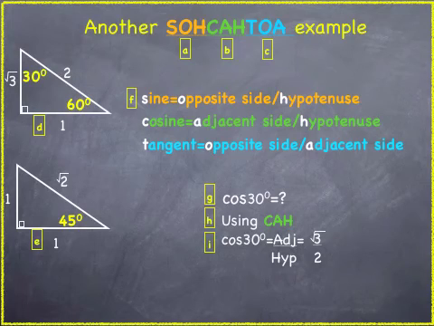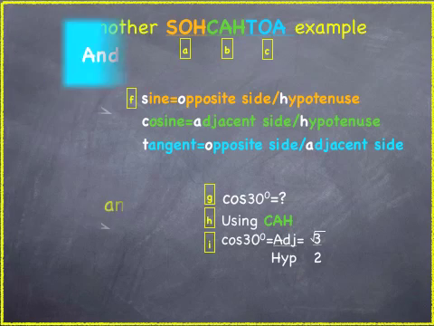Another example, what if we're looking for the cosine of 30 degrees? Well, you would go to triangle D, go to 30 degrees, and you'd use the CAH part of SOHCAHTOA. So the cosine is the adjacent side divided by the hypotenuse. Well, what's adjacent to 30 degrees? Well, it's square root of 3. Hypotenuse is 2, and the answer is square root of 3 over 2.